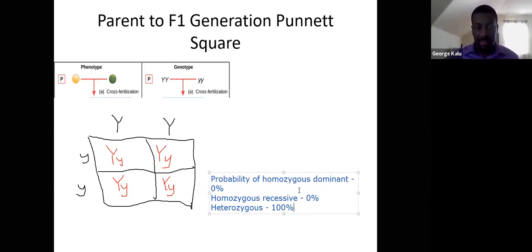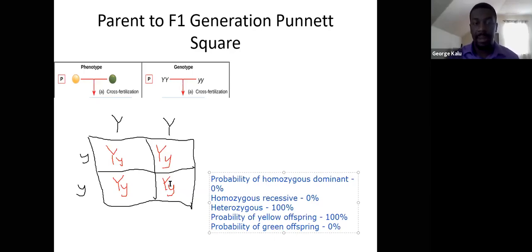Okay. So now that being said, what's the probability of having yellow offspring? What do we think here? Right, 100%. 100% because all 4 of our boxes contain at least one of the dominant alleles. Okay, remember that dominant is going to be the yellow allele here. Okay. And then as a result, probability of having green would be what? 0%, perfect.